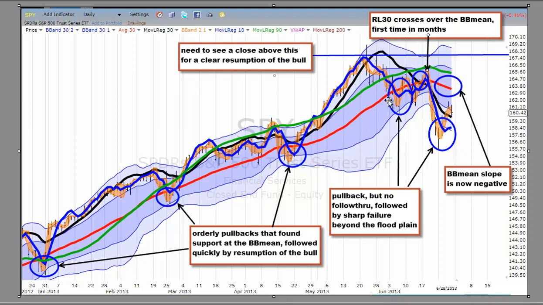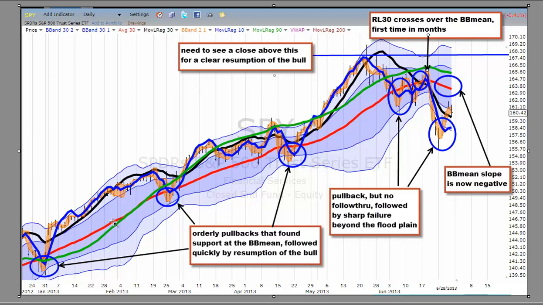This fourth time, however, it actually never got back out of the river. It kept mucking around here near the Bollinger Band mean, and then failed in a big way out of the river, out of the floodplain, and beyond in this blue circle. So it wasn't really a pullback at all, but the first significant breakdown in about the last 5 months. So we've got lower lows, a sharp move out on increased volatility, which has caused the Bollinger Band mean slope, the red line, to go negative for the first time in months.